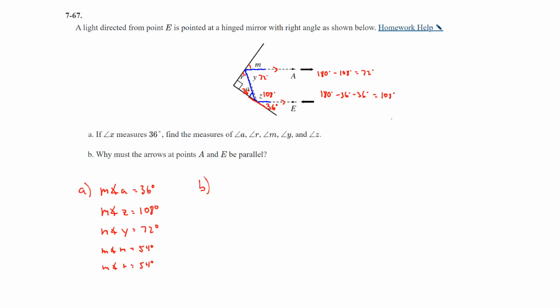Why must the arrows at point A and E be parallel? One possible way we could talk about it is the angles Y and Z being supplementary. And since they are supplementary, then the lines that contain points A and E would also be parallel. So you could use that as a possible way to explain that the lines are parallel.